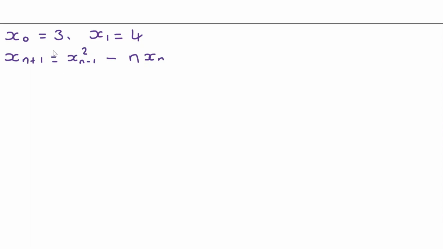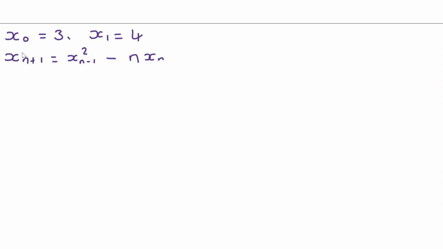We have a sequence defined here where we're given the first two terms, x0 and x1, and then we're given a way to find all the other terms in the sequence iteratively. The task here is to find a way to describe this sequence in terms of the nth term. So given the term number we want to find, can we have a formula that will determine that term in the sequence for us?